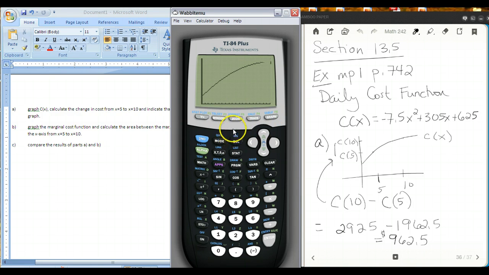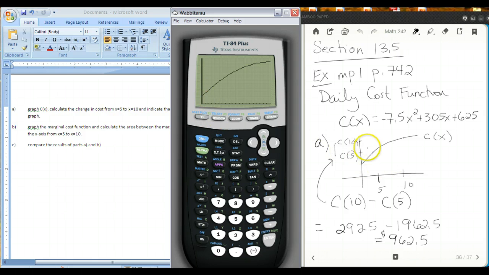And you probably won't see that here if you just hit graph on yours. That's because I have changed my window so that I see the graph. I've set x min and max to 0 to 20 and y min and max to 0 to 4,000. Go ahead and make those changes so that you can see the graph also in your calculator, or just follow along with mine. So here's the graph of C of x.